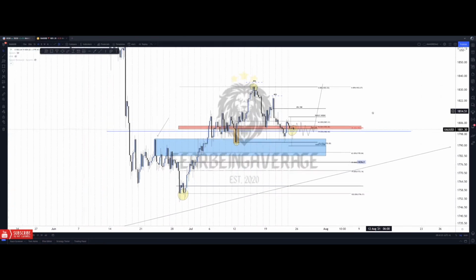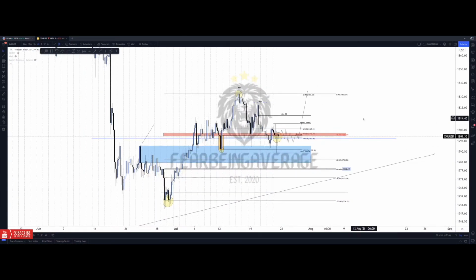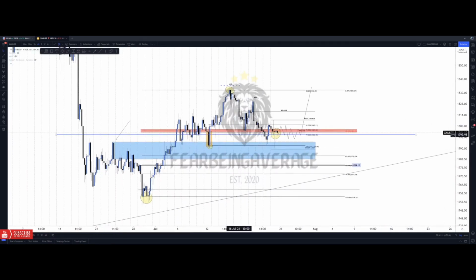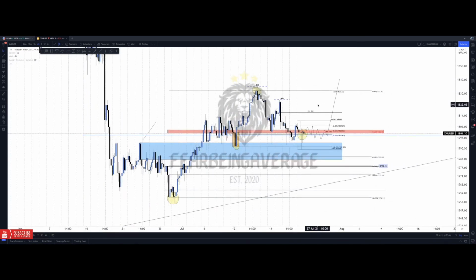So that's really it for this breakdown. Hopefully this helps you guys with gold. This is a simple breakdown. There's a lot of confirmations for price, as you can see, to reject this area and continue going higher. That's what I want to see with gold, and we'll see what it does. I could be completely wrong, but we're going to see.